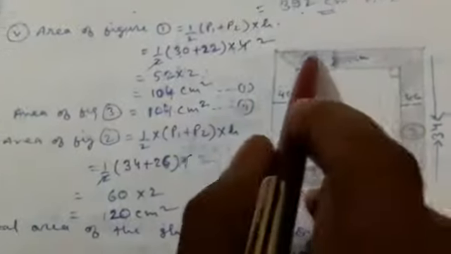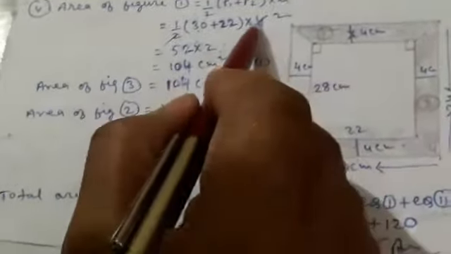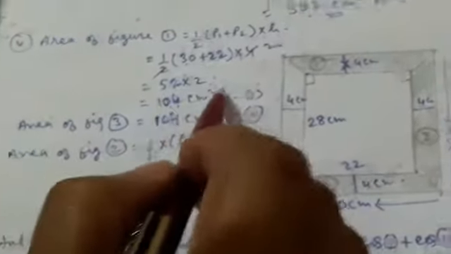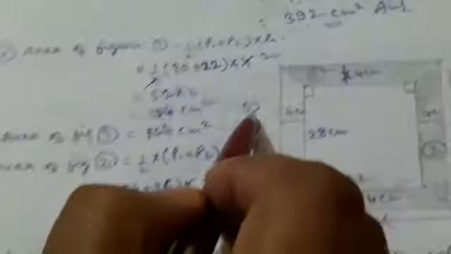30 plus 22 into what is its height? It is given 4 centimeter. So we will write down here 4. So 2 2s are 4. 30 plus 22 will be 52 into 2, that is equal to 104 centimeter square. This is our first equation.